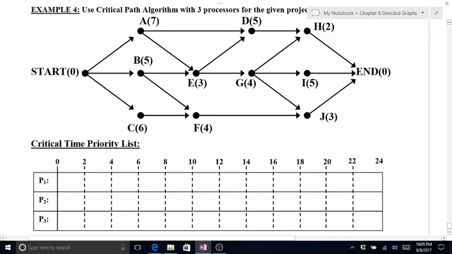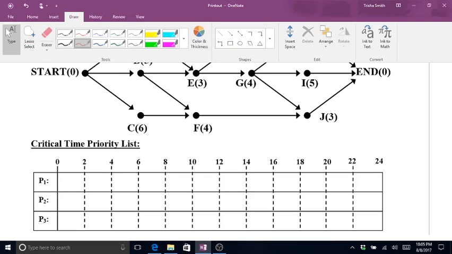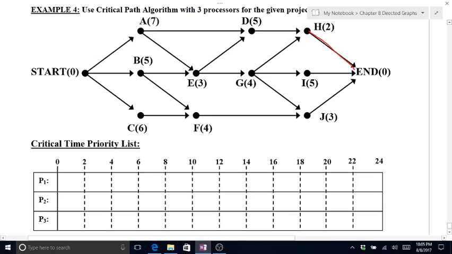Okay, last example. Woo! N goes to H, which gives H a critical time of 2. I has a critical time of 5. And J has a critical time of 3. Okay, all 3 of these lead into G. My biggest one, though, is I, so from I to G gives that a critical time of 9.